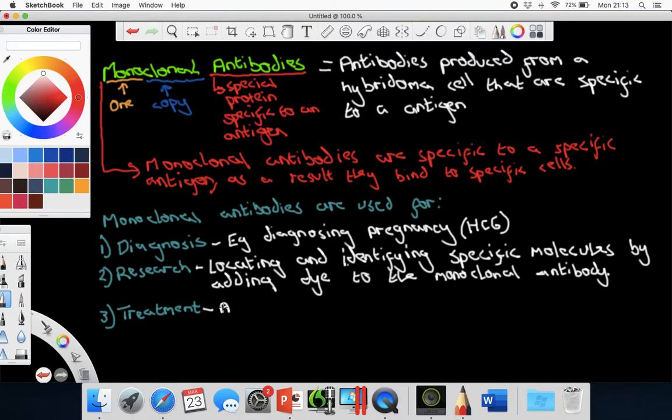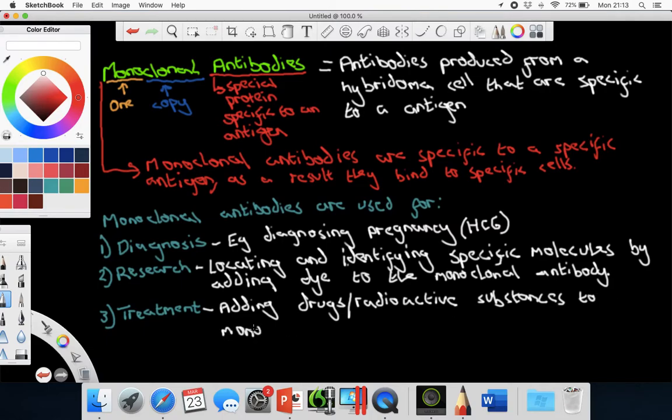So we can put here, adding drugs or radioactive substances to monoclonal antibodies can treat things like cancer.